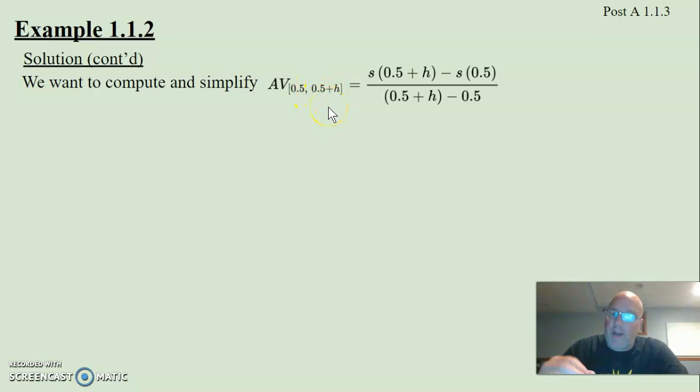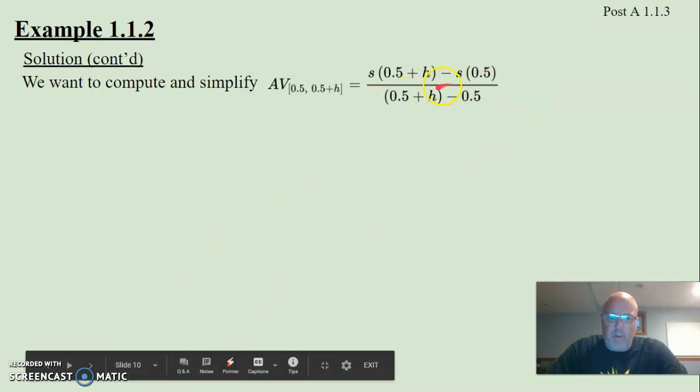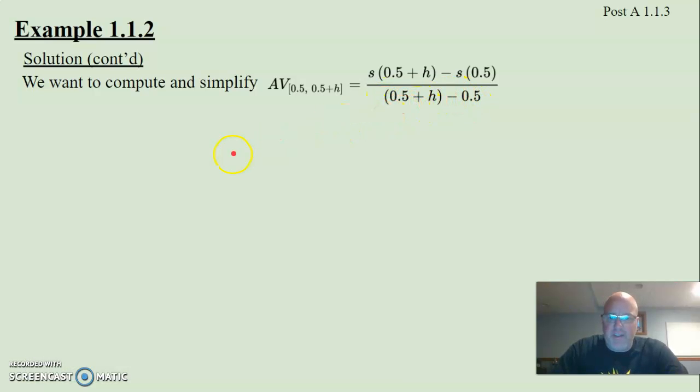Now this is going to be abstract because we really don't know what h is. H is a variable here. So I'm going to take s of 0.5 plus h minus s of 0.5 over 0.5 plus h minus 0.5, which we have already seen before. We've talked about that this is just going to reduce to h because 0.5 minus 0.5 is 0. So I just have h in the denominator.